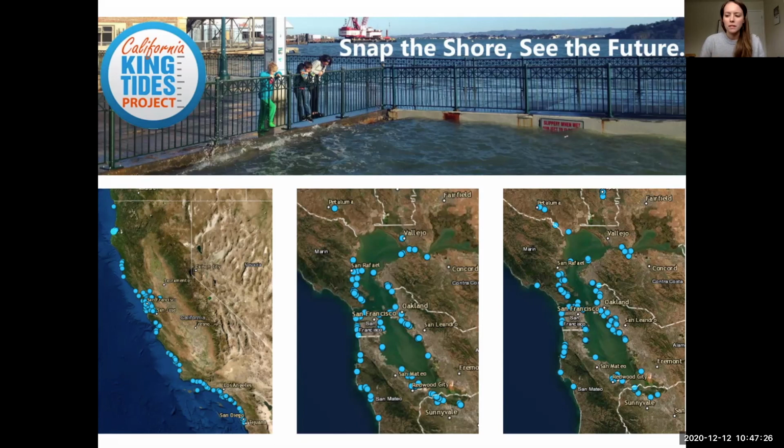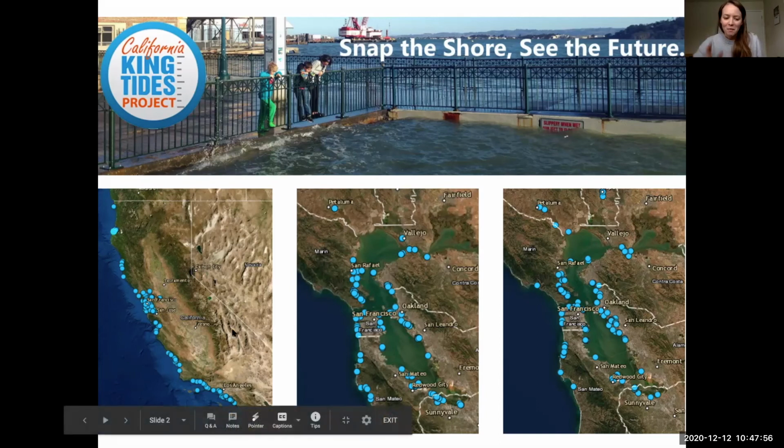So it's this public participation in scientific research. In this case, it's participatory monitoring, where we're doing photo monitoring for the California King Tides Project, and the data collected often help advance scientific research by improving the scientific community's capacity, and also increase the public's awareness and understanding of science or phenomena that are happening around them.